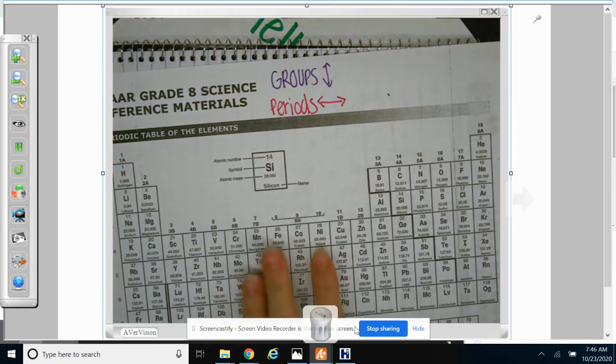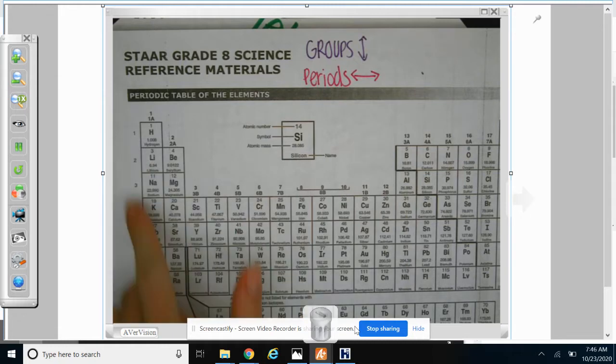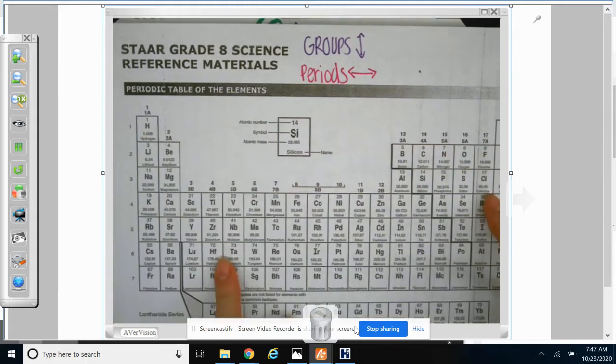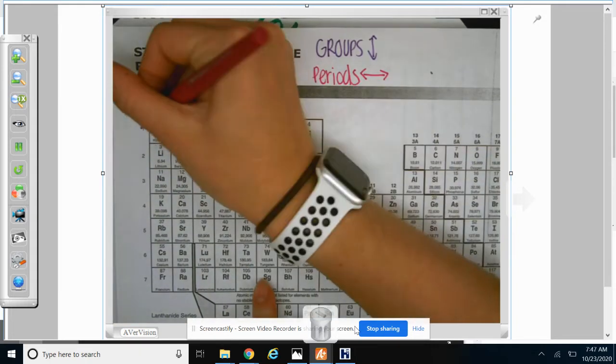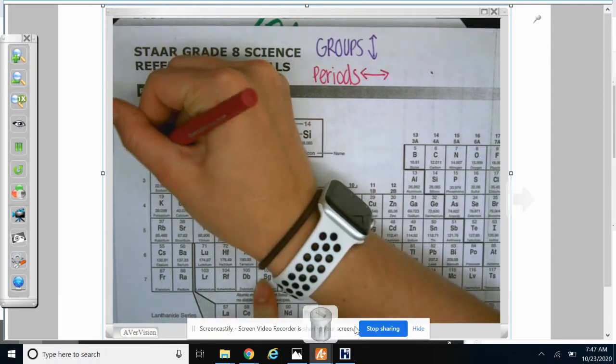So let's talk about what each one of those tells us, because the periodic table has a whole bunch of tricks and secrets on it. So the numbers all mean something. The numbers for the periods, remember periods go left to right like a sentence, they tell us the number of energy levels every element in that period has.